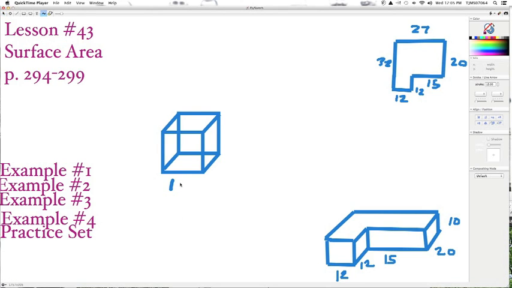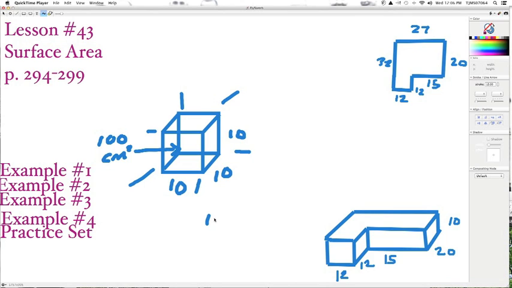And we know that this is 10, and we know that this is 10, and we know that this is 10. So we know, just looking at the front face, if we went 10 times 10, that that's 100 centimeters squared. And since there are 6 faces, there's a top, a bottom, a left, a right, a front, and a back. We just go 100 times 6. And we have 600 centimeters squared for the total surface area.